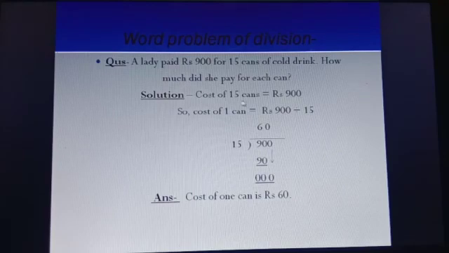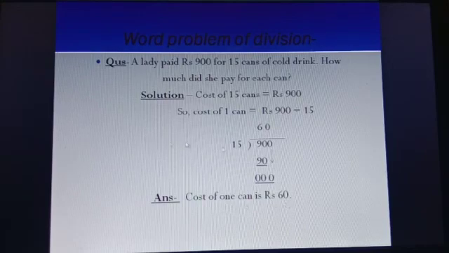So the cost of 15 cans is equal to 900, and you have to find the cost of one can. So you will divide 900 by 15. Just see the process of division. 15 6s are 90, so 90 will come down. This will be 0 0. Again this 0 will come down, and that 0, because we are not going to subtract it, goes up and the answer will be rupees 60. The cost of one can is rupees 60.